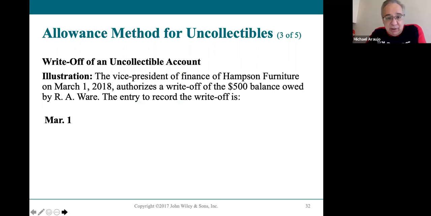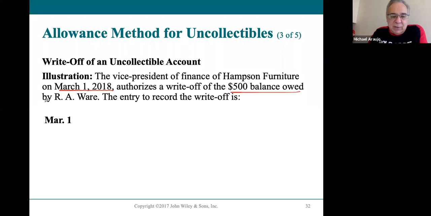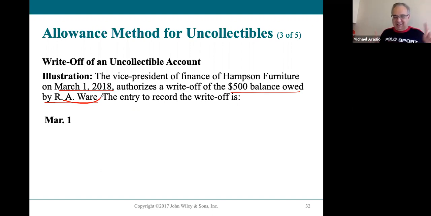Okay, so they did that in December. Now it's March, and they've identified one of the folks that haven't been able to pay. So it's March the 1st already, and they've identified $500 from this client, R.A. Ware. Okay, and maybe they are aware they're not going to get the money. Or they're sick of saying, where is this guy's money? Either way, they have identified his account or her account, I'll just say his, on March the 1st.